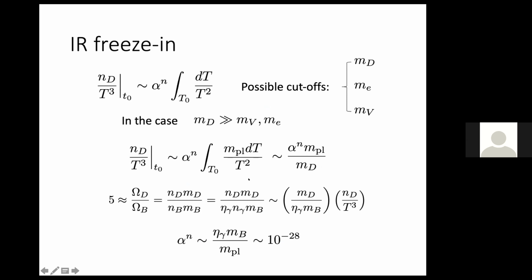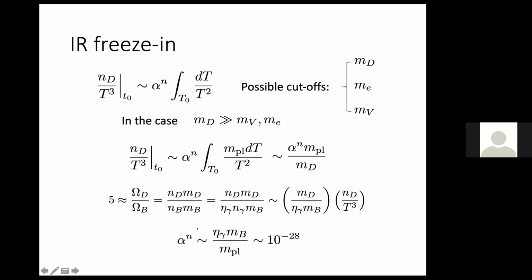What we are interested in is actually the energy density instead of the number density. The energy density can be written as n_D times M_D. And what we can see is that the factor M_D here and here just cancel. So basically this result is not sensitive to the dark matter mass if the dark matter mass is much larger than the mediator mass and the electron mass.